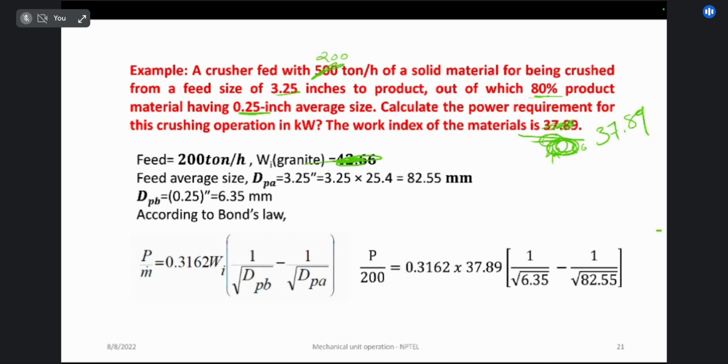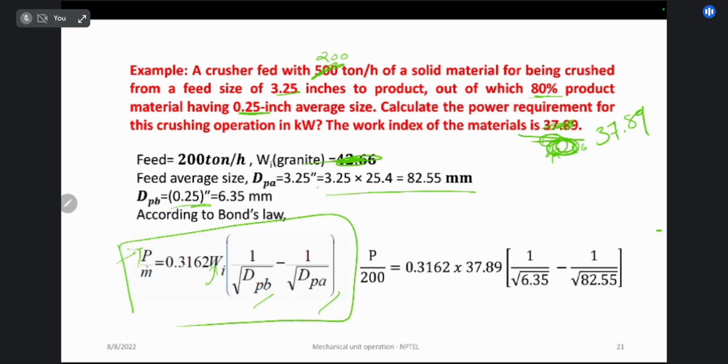I want to change the example a little bit, that's why I just changed the values of the numerator. The feed average size is 82.55 mm, 3.25 inches, and the product size is 0.25 inches, which is nothing but 6.35 mm. Now if we substitute the values, we have m dot 200 ton per hour, work index is 37.89, P needs to be found out as the power requirement, dpb is given, dpa is given. We substitute the values and then you will get 687.16 ton per hour as a power.